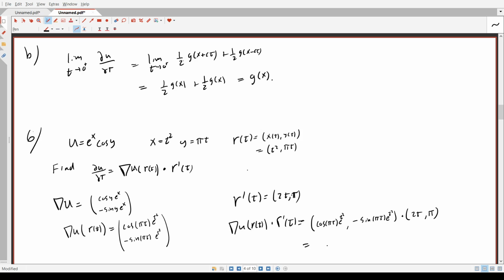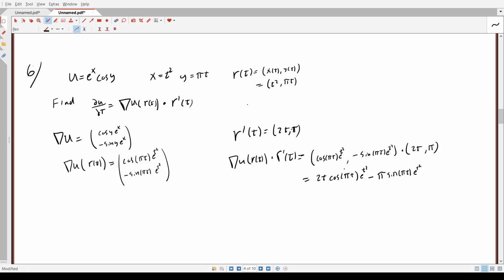So I do this dot product and I get 2t cosine pi t e to the t squared minus pi times sine of pi t e to the t squared. And that's my answer. Okay, and that's homework number 6.